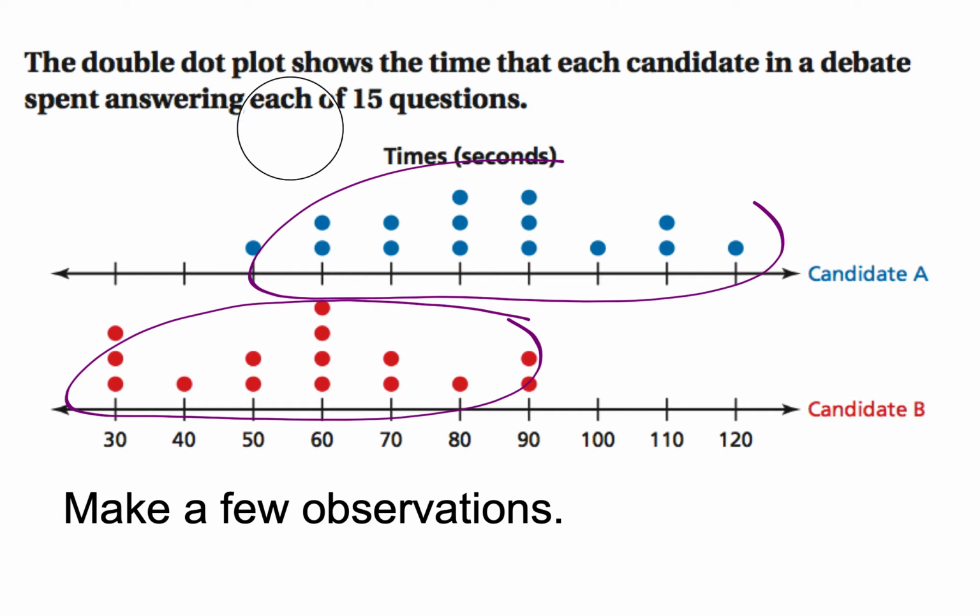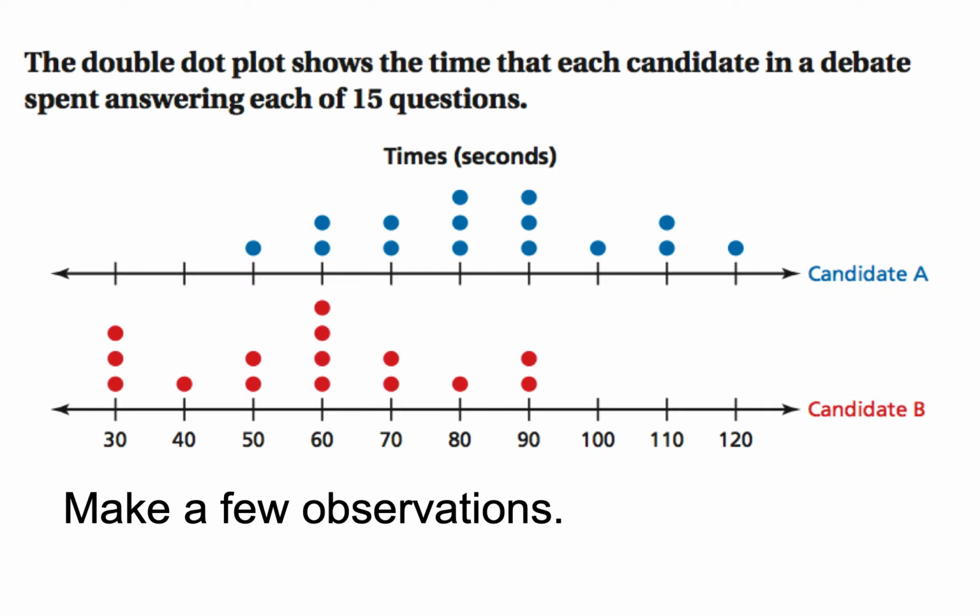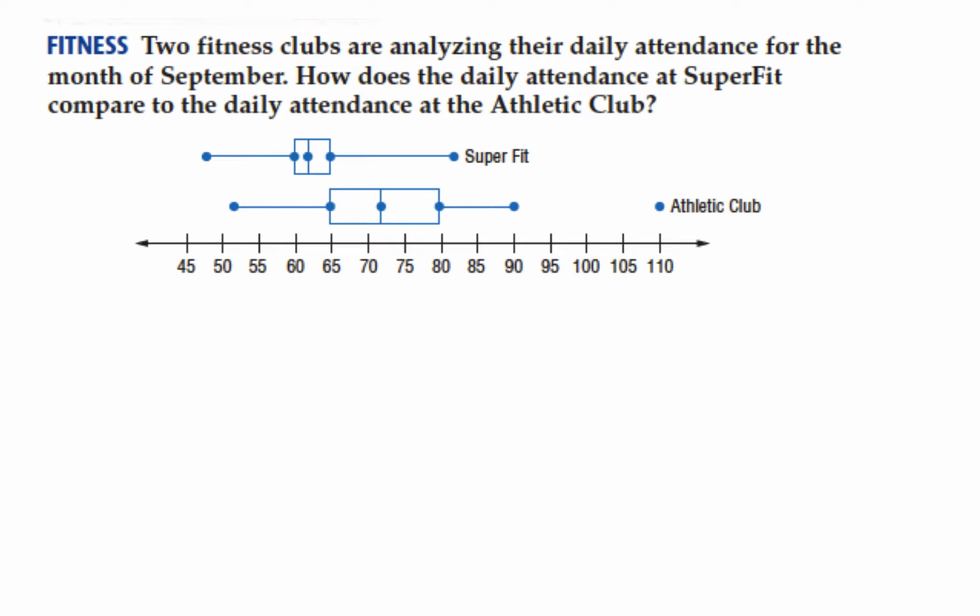Another observation I can make, candidate B, their most common answer length was 60 seconds. You can see that because there are 4 dots tall there. Candidate A's most common answer time is between about 80 to 90 seconds. These are rounded to the nearest 10 seconds, so it's probably somewhere in the 80 to 90 range, most common. We could figure out the mean and the median if we needed to, but then you can make those comparisons. But this is about comparing data visually based on the data displays.